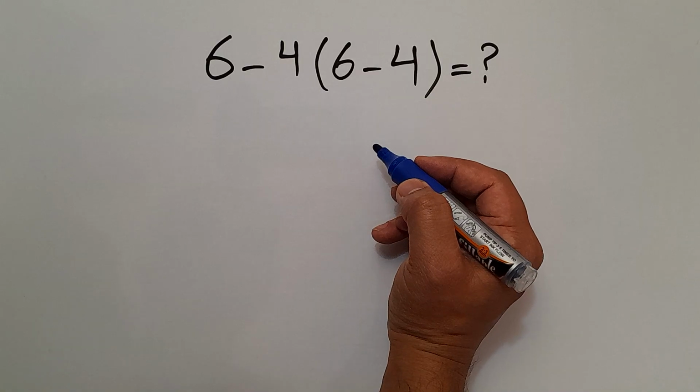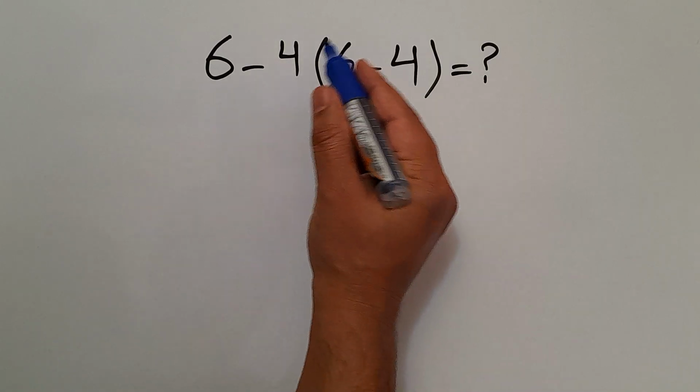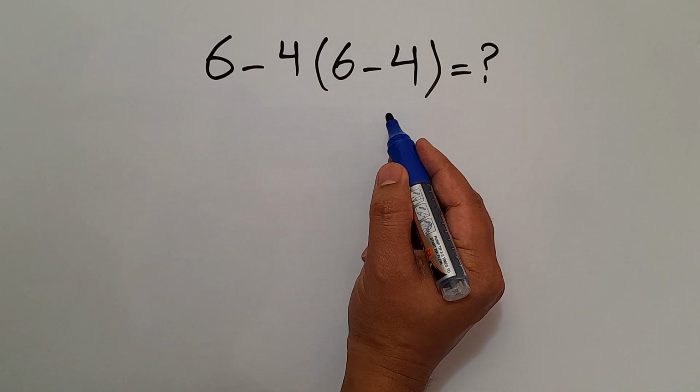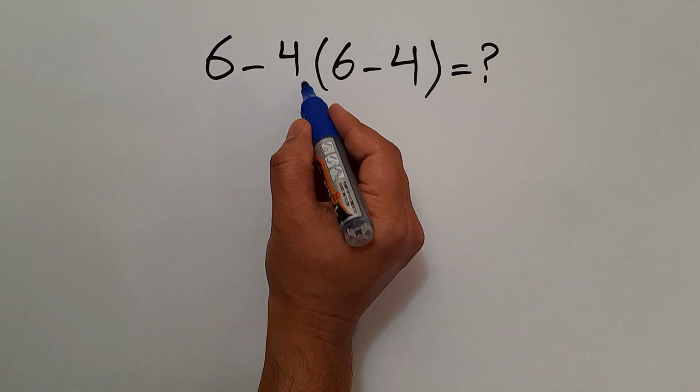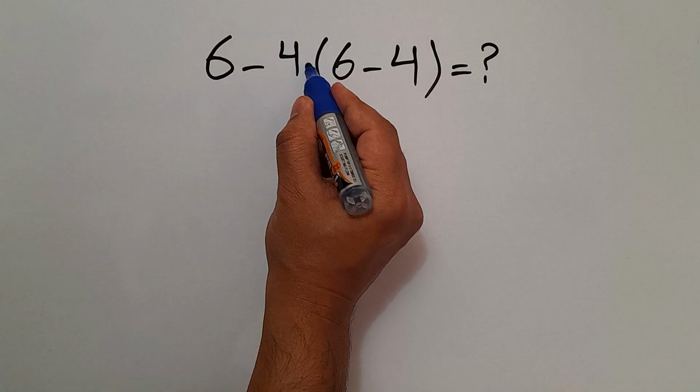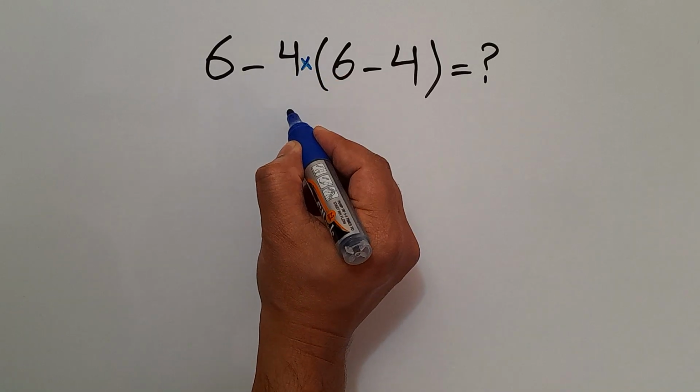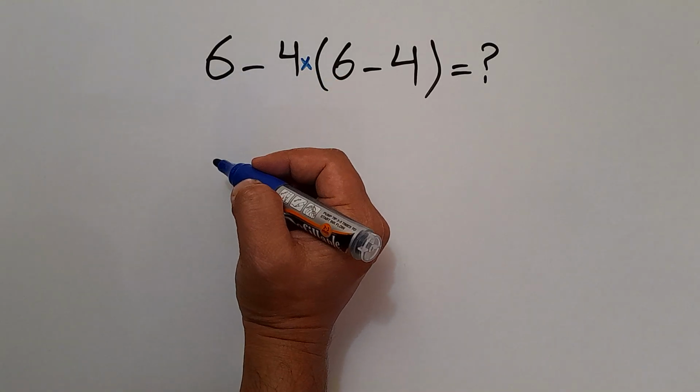According to the order of operations, which is PEMDAS, the parenthesis has higher priority than other operations. So first we do this parenthesis, then this multiplication, we have here multiplication, and finally this subtraction.